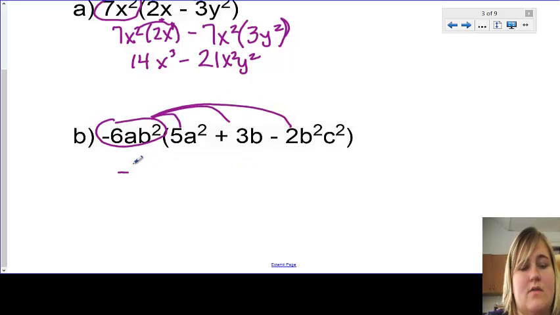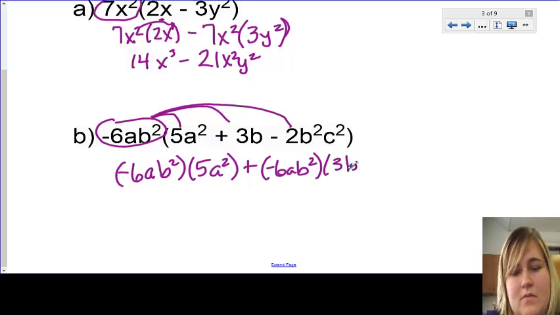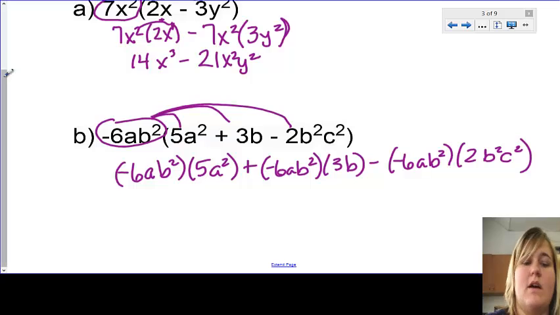So I have negative 6ab squared. I'm going to multiply that times 5a squared, plus negative 6ab squared times 3b, minus negative 6ab squared times 2b squared c squared. So I'm going to multiply again.